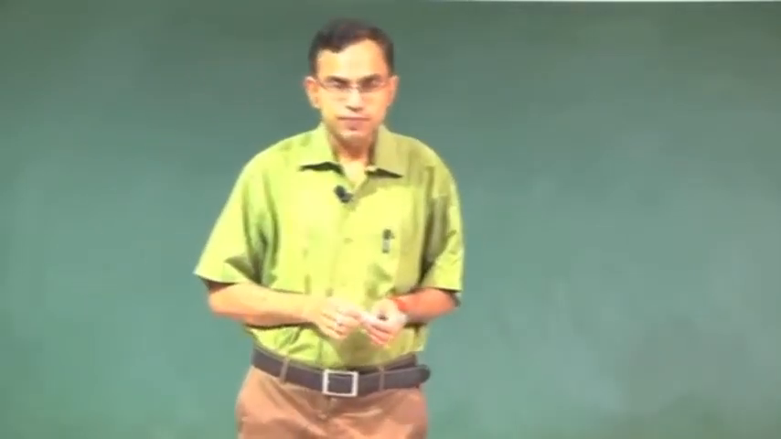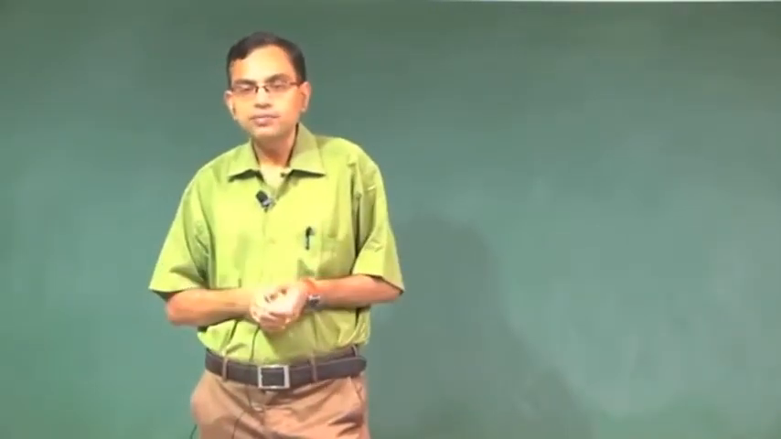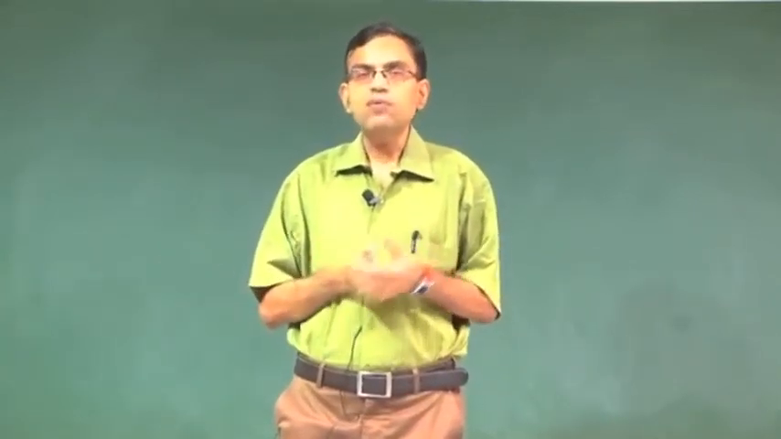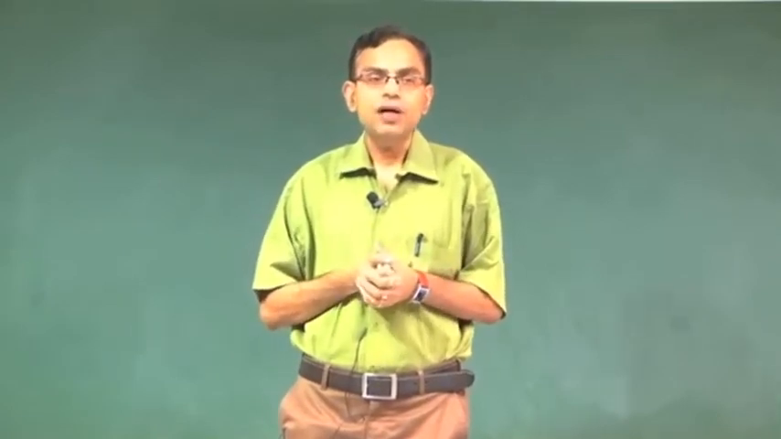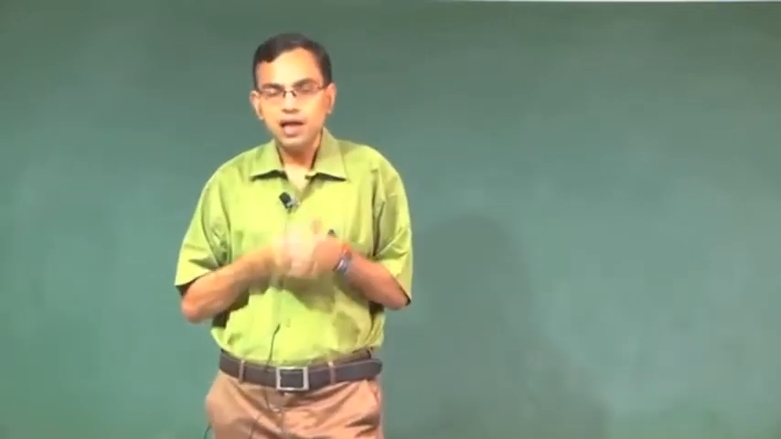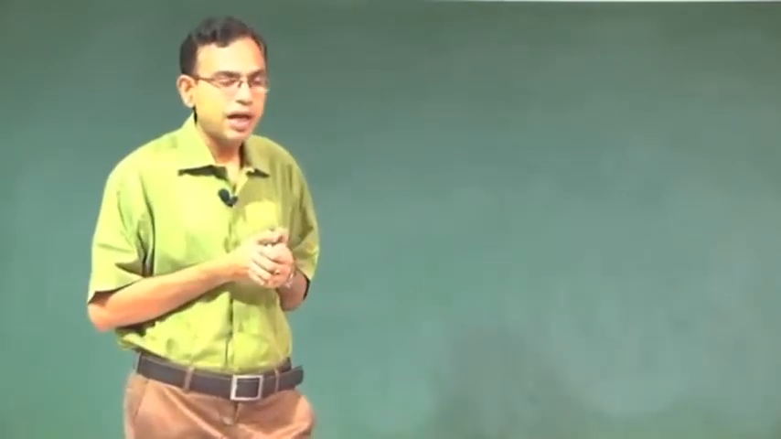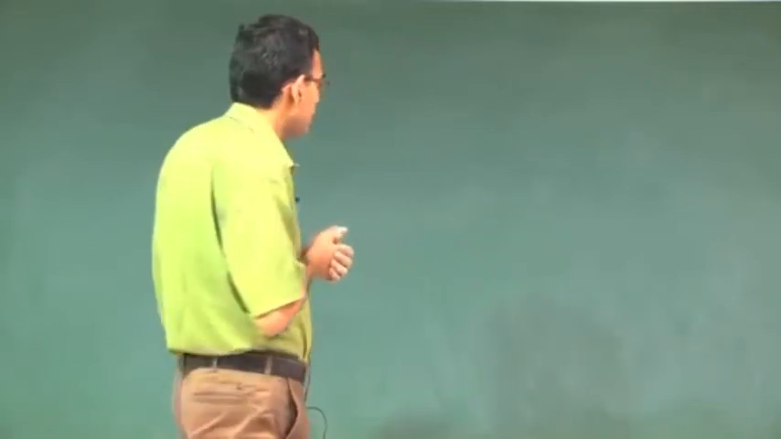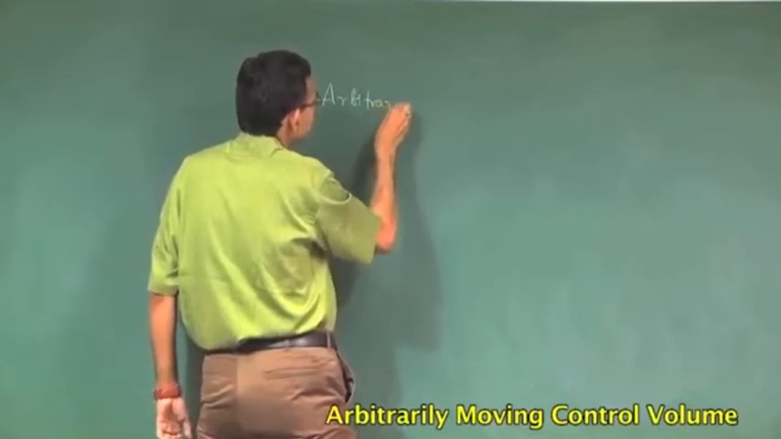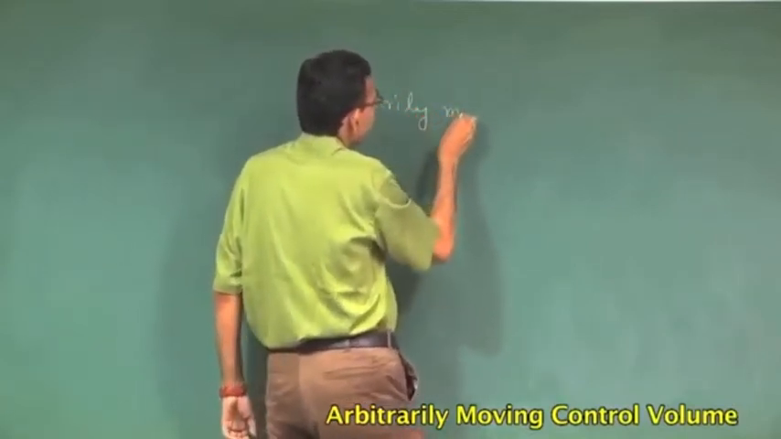So far we have done control volume analysis with an understanding that the control volume is stationary, but the control volume can itself have a very arbitrary type of motion. To understand how to address such an arbitrary type of motion, we will now take the consideration of an arbitrarily moving control volume.